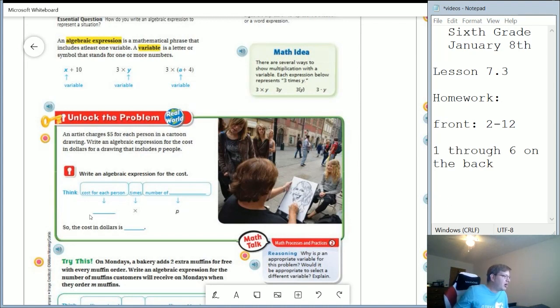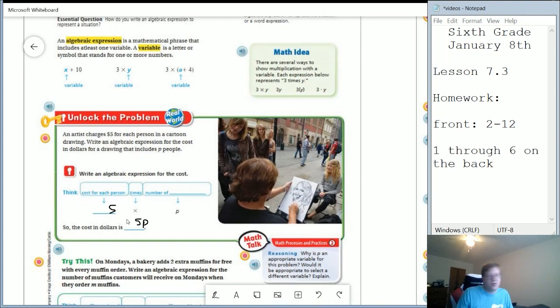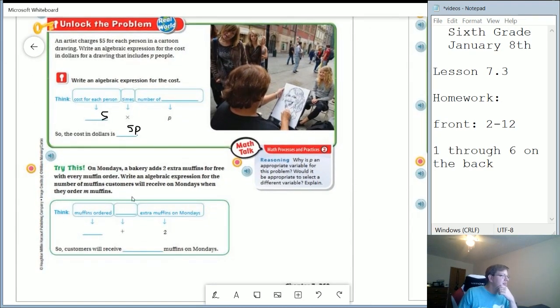So our cost is going to come out to being $5 times the number of people, which is going to be P. So the cost in dollars would be 5, and then we write the variable in there. So 5P. It's like saying we're doing 5 times the number of people when we write it like that. This is a more shorthand way of representing things. So let's do the next part.